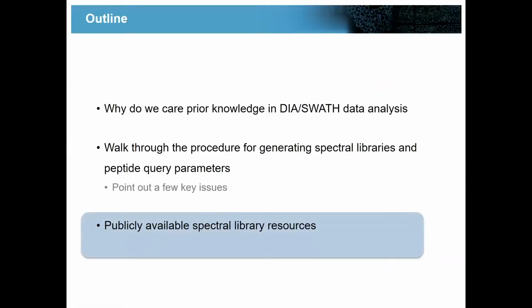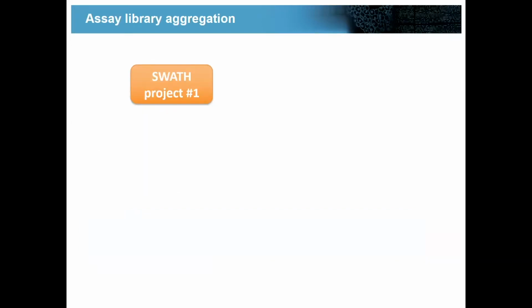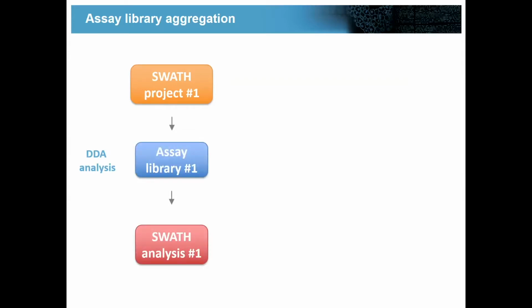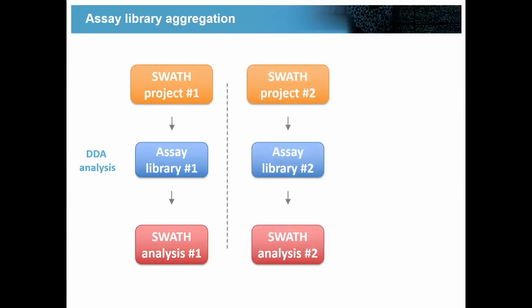Okay, so the last topic is, what about these large scale or publicly available spectral library resources? Is it a good idea to do this? Let's talk about this a little bit. At some point, we realized that we had this SWATH project 1. We wanted to do data analysis number 1, so we needed spectral library number 1. So we'd do a bunch of DDA analysis on the samples of interest. And then we would have numbers 2 and 3.